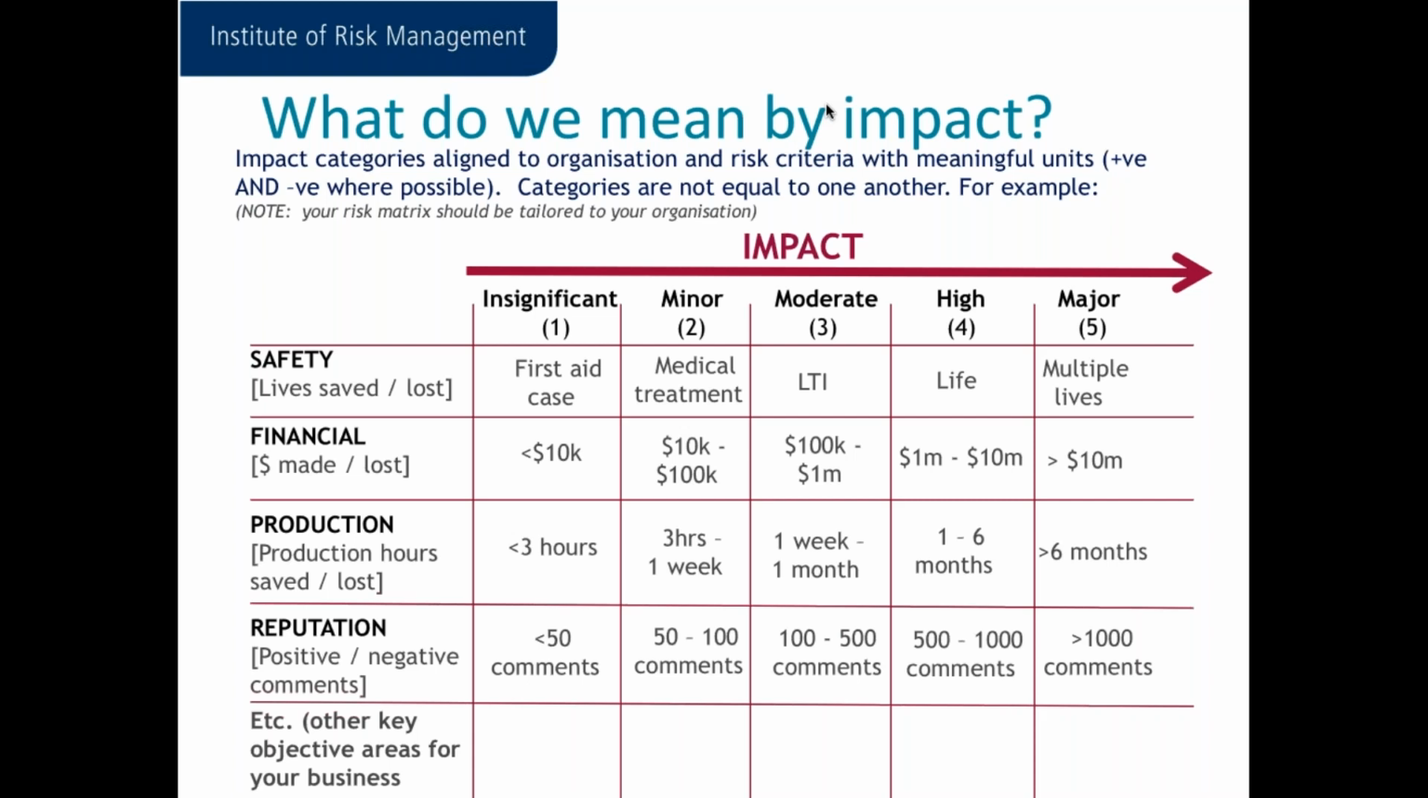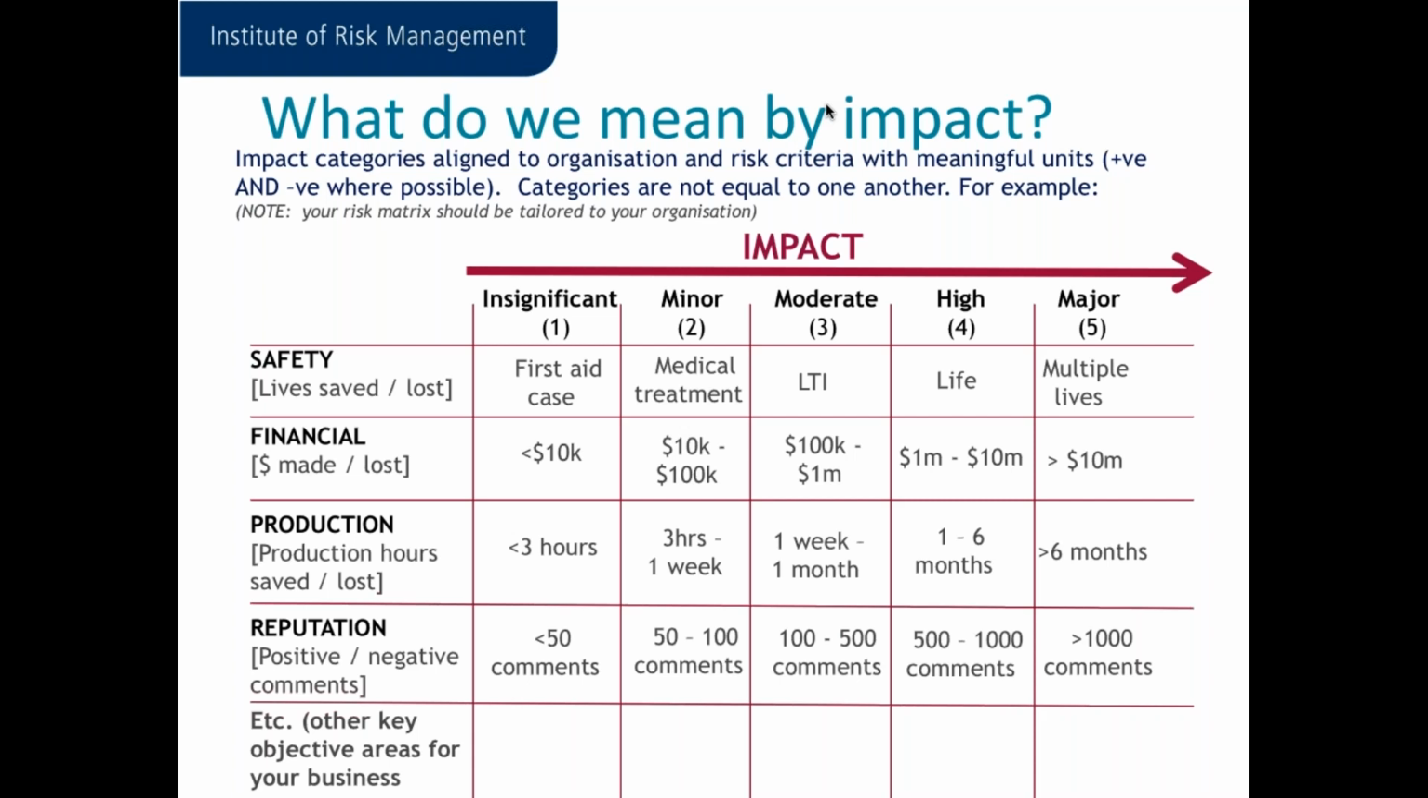Some people don't put tangible scales in here. They might use words such as we lose a little bit of money up to a lot of money, or we'd have a little bit of negative press up to a lot of negative press. So one of the ways of sending out a message around your risk appetite is to think about what high and low mean to the organisation.